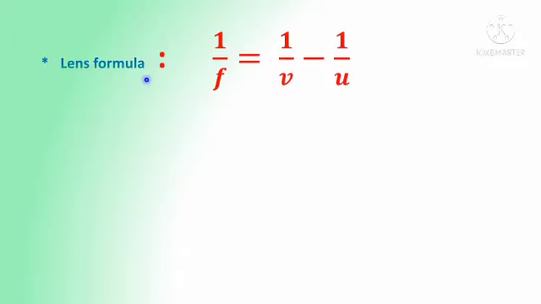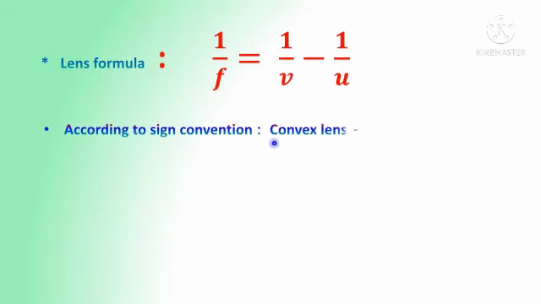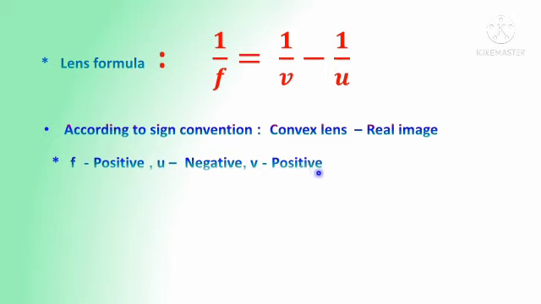1 by f equal to 1 by v minus 1 by u. Here small f means the focal length, v means image distance, u is the object distance. According to sign conventions, for a convex lens having a real image, f is positive, plus sign, u is the negative sign. Here object is the negative sign, image is the positive sign. 1 by f equal to 1 by v minus 1 by u, that is the lens formula.